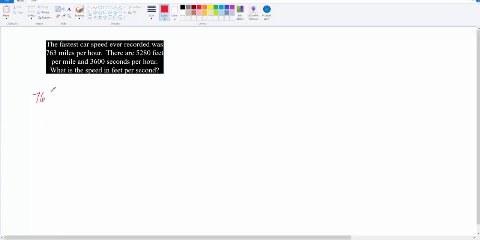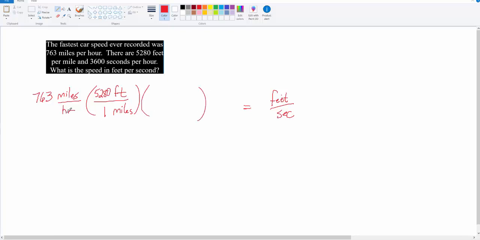We know that we have 763 miles over hours. Now our destination is to get feet over seconds. So let's work on getting rid of our miles. I don't want miles on top, so let's put miles on bottom. We want feet on top, and I know that there's 5,280 feet for 1 mile. We also don't want hours on bottom, so I'm going to put hour on top to get rid of that, and seconds on bottom because our destination is to get seconds on bottom. We know that there's 3,600 seconds in 1 hour.